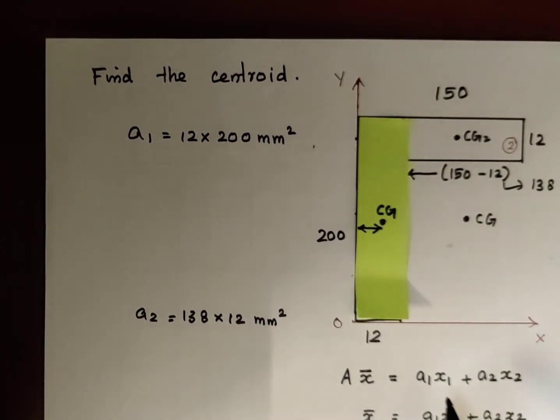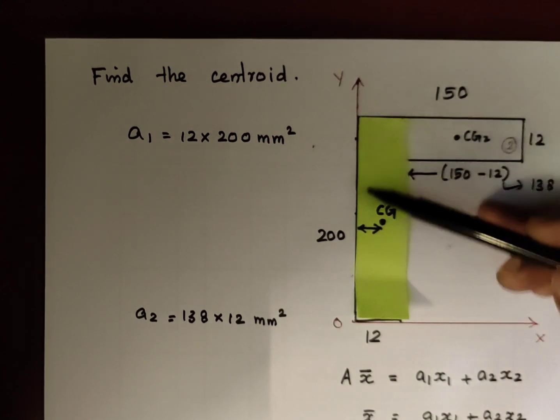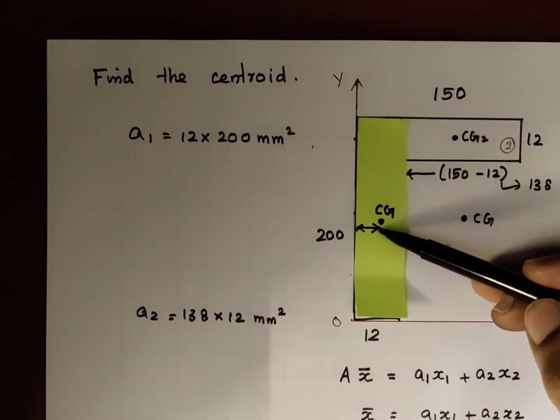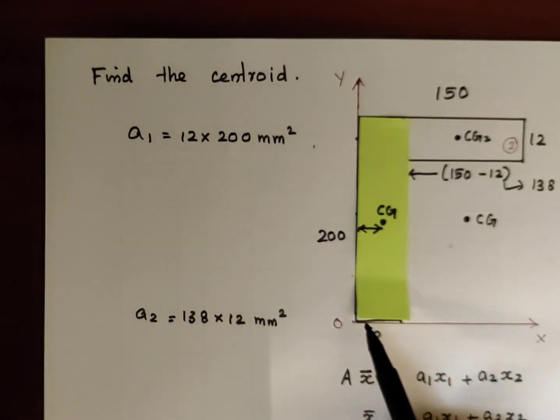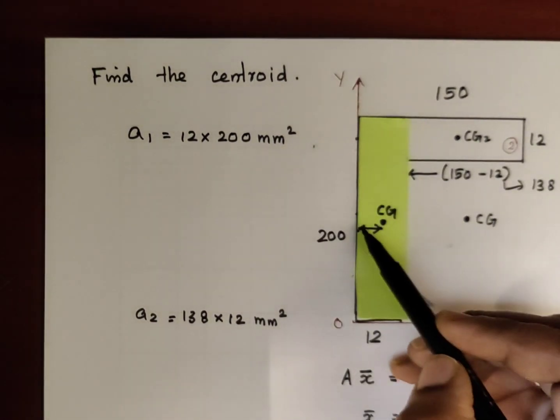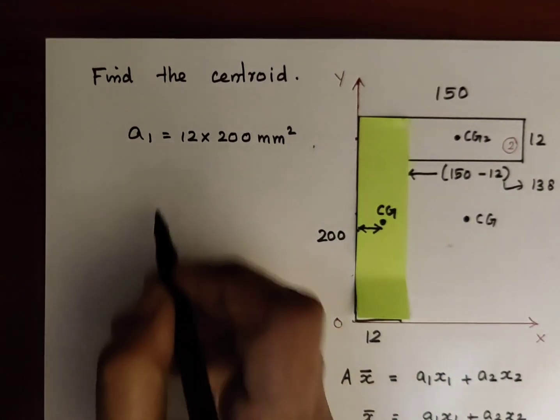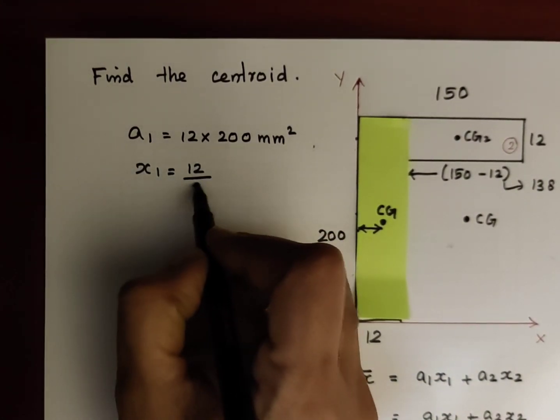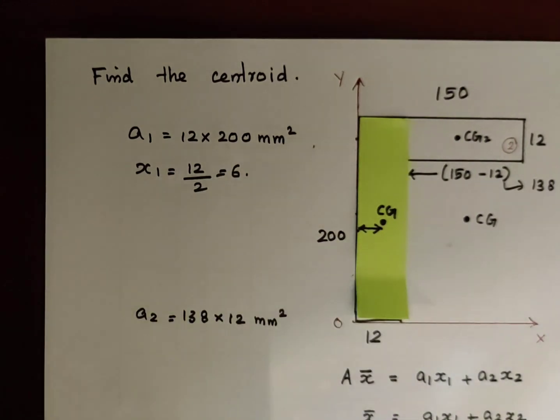So x1 is measured from the reference axis OY, from this axis to the centroid of the first rectangle. This width is equal to 12, so this length is equal to half of 12. So x1 is equal to 12 by 2, that is equal to 6.